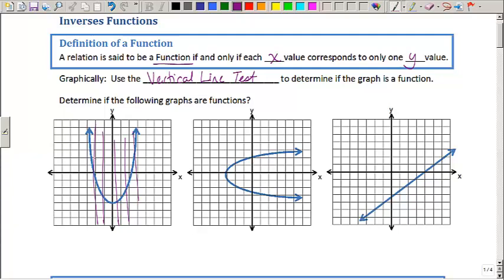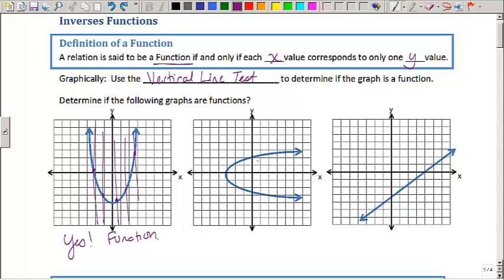At any one vertical line, the graph only touches the vertical line at most one point, at every single vertical line as I pass a vertical line through it. Is this relation a function? Yes, it is a function.